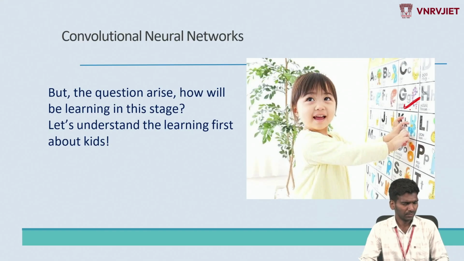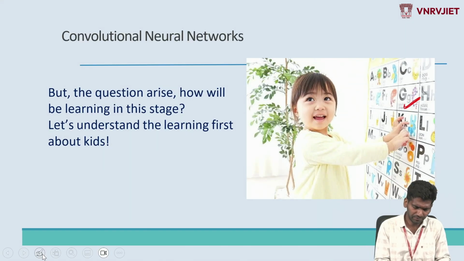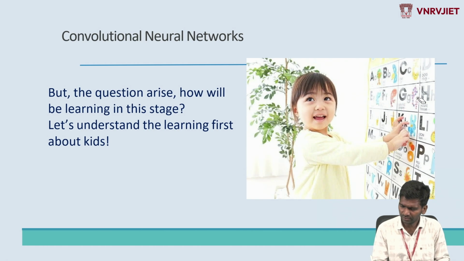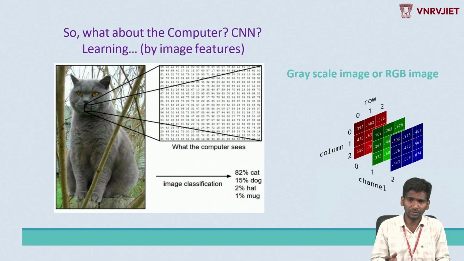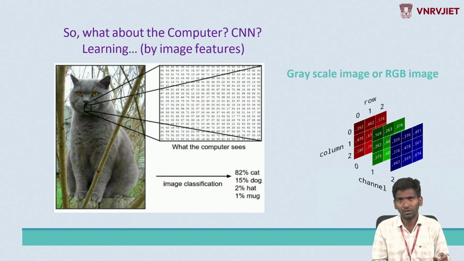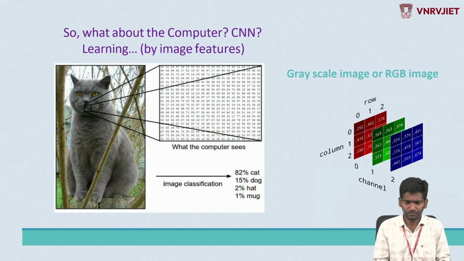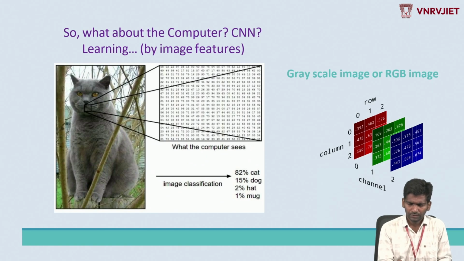Similarly, the machine also needs to be trained perfectly until and unless it is able to recognize that particular image. Depending upon the previous cases, the bird and the flower vase, we need to keep in mind that the training should happen in such a way that the human or the particular model is able to recognize properly after training. So what about the computer CNN?